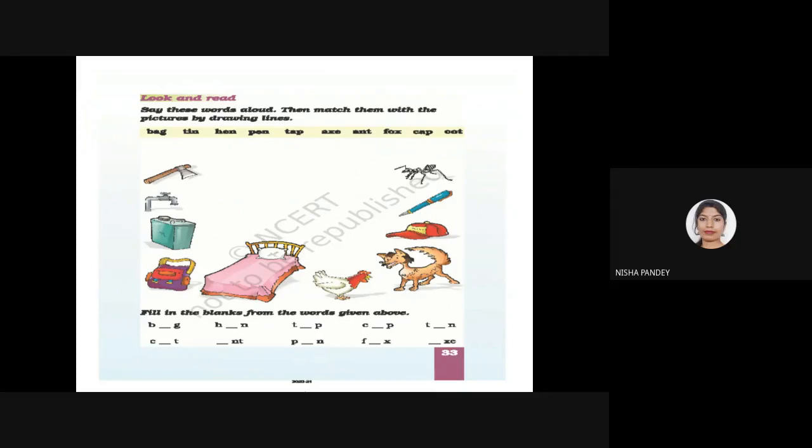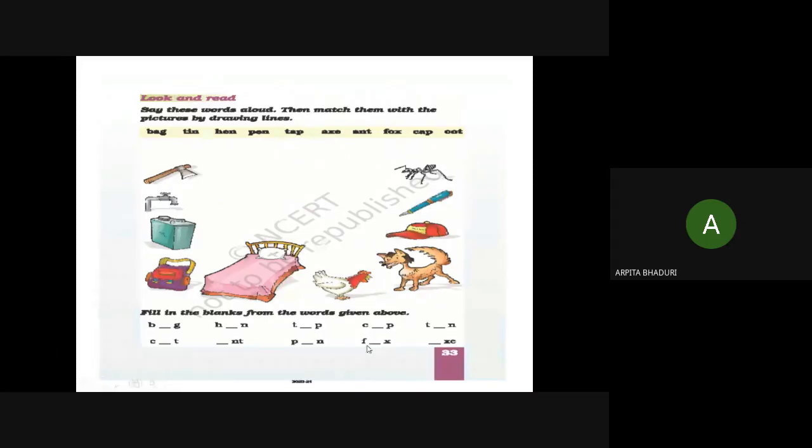Yes, ma'am. This will be interesting. It is F dash X. So it will be one animal. Do you remember this? Oh, F-O-X, fox. Yes, very good. You have learned very well. Thank you, ma'am. Fox. Now, this is T dash N. I. Yes. Do you remember this? We said this at the last. T-I-N, tin. Very good.